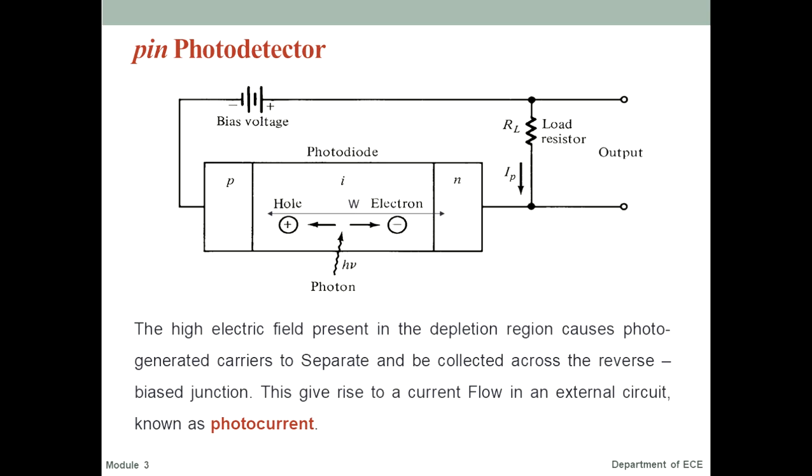During electron hole recombination, it emits a photon of light h mu, that we saw in the principle of LED and laser. So here the inverse operation takes place. The high electric field present in the depletion region, that is the I region, causes the photo generated carriers to be generated, and they will be separated and collected across the reverse biased junction. Due to the flow of carriers, it leads to a current. That current is called the photocurrent.